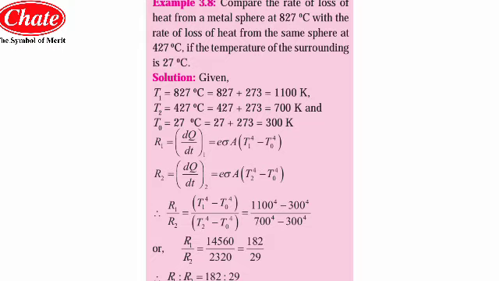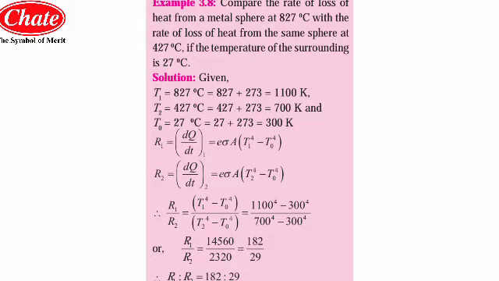Similarly we will use the formula for the second rate. It is dQ by dt is equal to E into sigma into A into bracket T2 raised to 4 minus T0 raised to 4. So this is the second rate we have to calculate. The rate of heat loss of that metal sphere at 827 degrees Celsius will be termed as R1, and the rate of heat loss of that same sphere at 427 degrees Celsius will be termed as R2. So first of all we will take its ratio. We have to compare, so we just need to take its ratio.